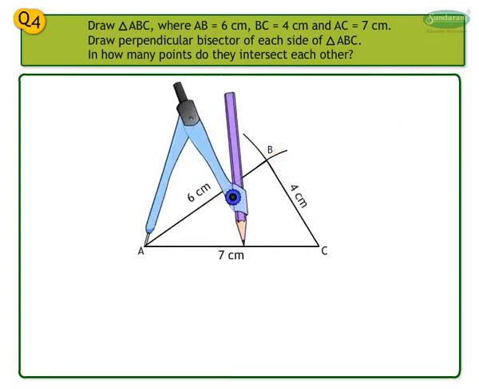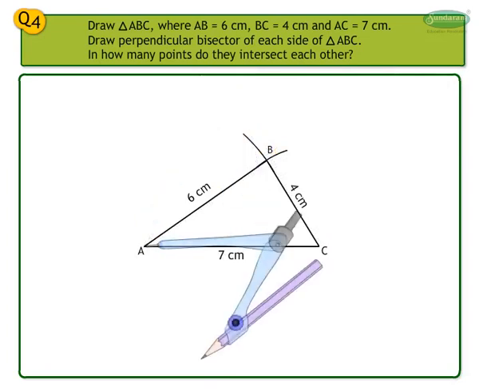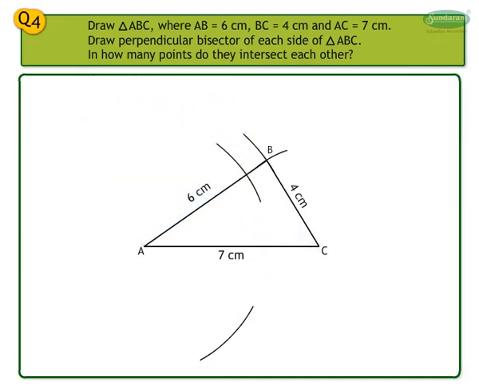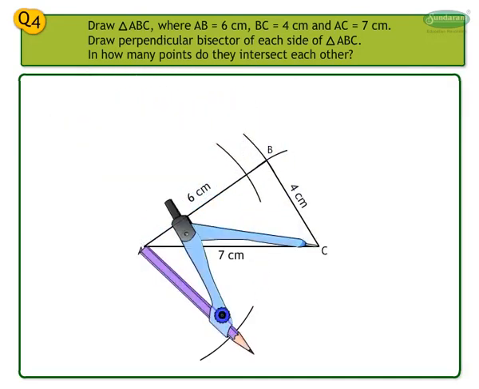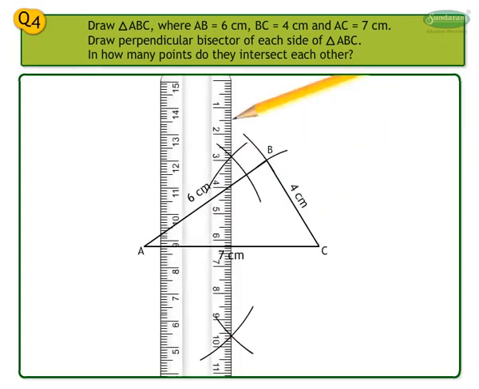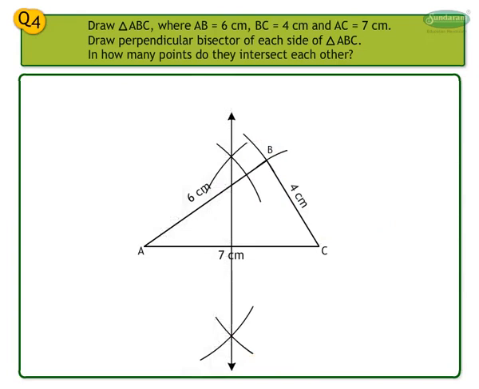Take A as center and more than half of length AC as radius, draw two arcs above and below segment AC. Then take C as center and with same radius, draw two arcs intersecting the previous arcs. Draw a line passing through the points of intersection of the arcs. We have drawn the perpendicular bisector of segment AC.